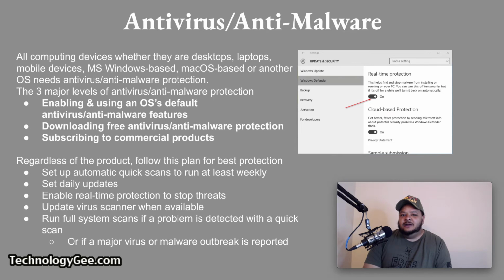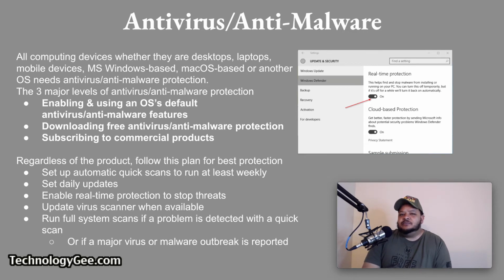However, other desktop and mobile operating systems do not include their own antivirus solutions. Next, you have downloading free antivirus, anti-malware protection. Many antivirus, anti-malware vendors offer powerful free versions of their commercial products for home or office organizations. These perform a very good job. However, commercial products offer additional features you might find useful. And then we have subscribing to commercial products. Commercial products typically offer more features than free versions and also offer better support. Many business class products offer centralized management to support multiple types of computers and devices.